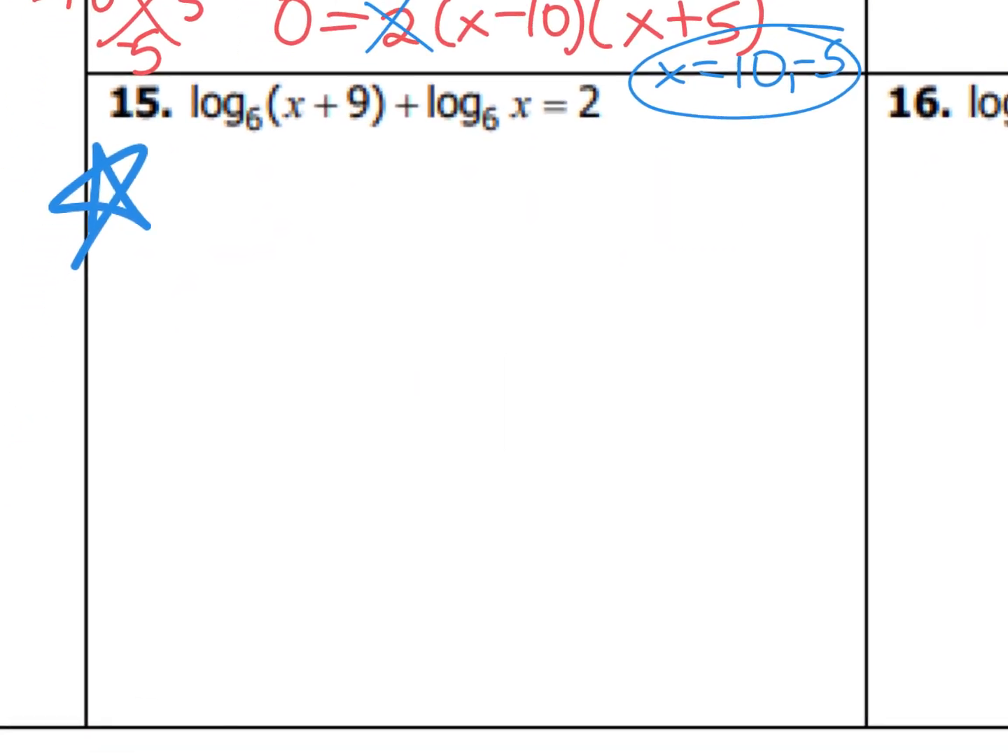15. What'd we do? I don't know, I didn't get that far.